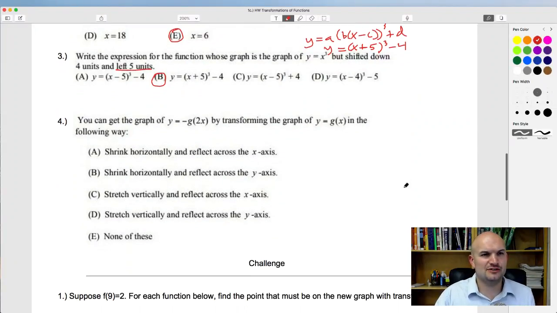And then last but not least, guys, you can get the graph y equals negative g of 2x by transforming the graph of y equals g of x in the following way. So you can shrink horizontally, reflect across the x-axis. First of all, let's look at the negative here. The negative is telling us it's a reflection about the x-axis. So I don't need to worry about the y-axis. Now you've got to think, vertical would mean outside. Well, you're multiplying by 2 inside, so it's not going to be anything vertical. And shrink, I was using compression, but shrink and compression are the same thing. So shrink horizontally and reflect about the x-axis.